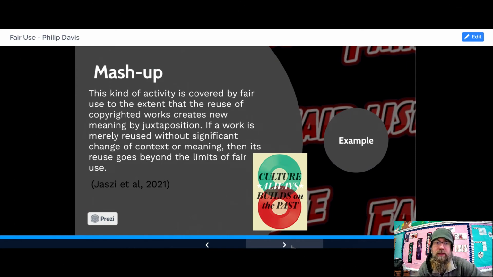And mash up a remix. This kind of activity is covered by fair use to the extent that the reuse of the copyrighted work creates a new meaning or juxtaposition. If a work merely is reused without significant change to the context or the meaning, then its reuse goes beyond the limits of fair use. Let's look at an example here.